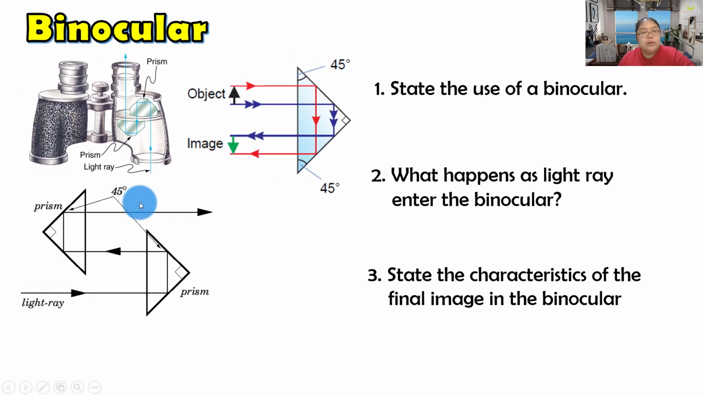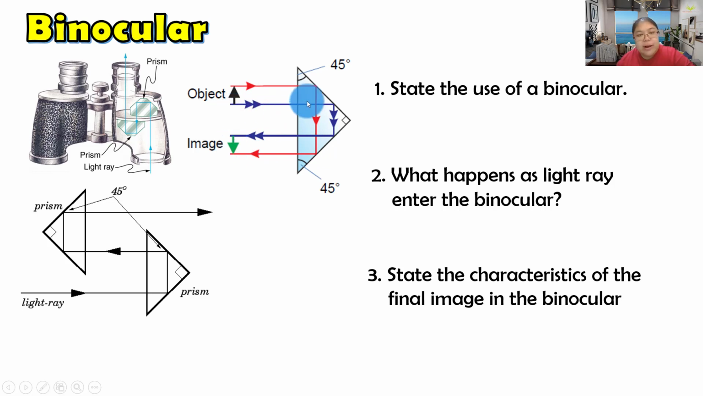Okay, now we look at another application, the binocular. They also use prisms, but the prism arrangement is different. So you see the first part, there's an object. The red ray goes in. This one we call total internal reflection. Then it comes down, second total internal reflection. It means in one prism, total internal reflection happens 2 times. Then it comes up.